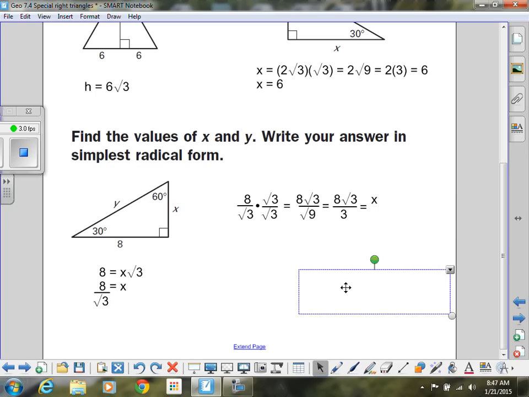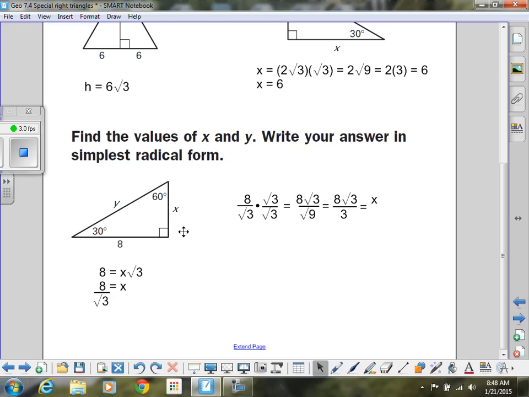So my x is simply 8 times the square root of 3 divided by 3. So that's what our x is. All right, so that's our simplest radical form. If this was confusing for you, we'll do a lot more practice in class, so don't worry about all that. But let's find the pattern.